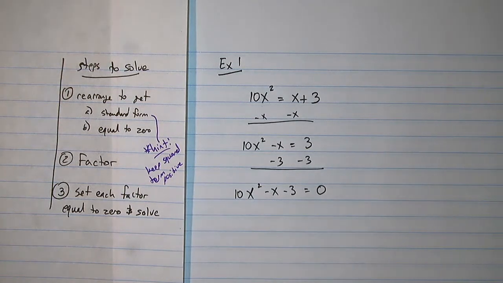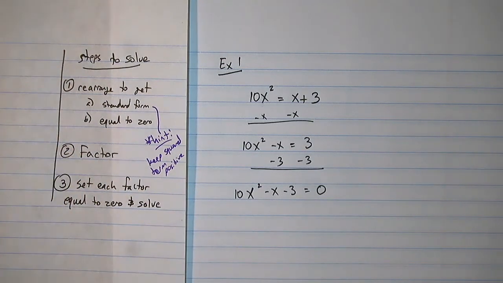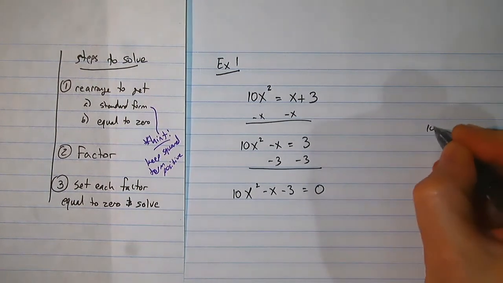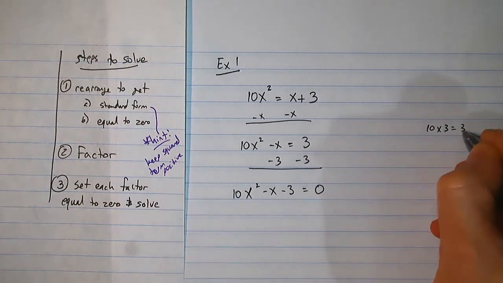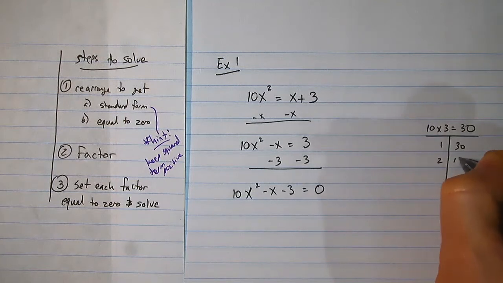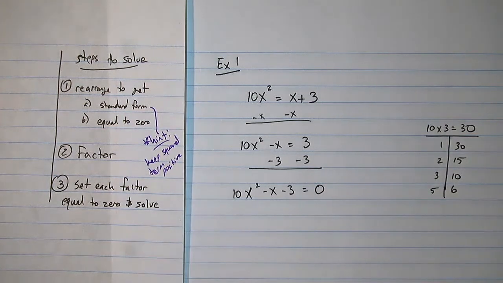All right, so there's the first thing. Now I'm going to factor that. For this, I'm going to use grouping. So I'm going to do 10 times 3 over here on some scratch paper. That gives me 30. My factors of 30 are these, and 5 and 6. There we go. There's my factors of 30.